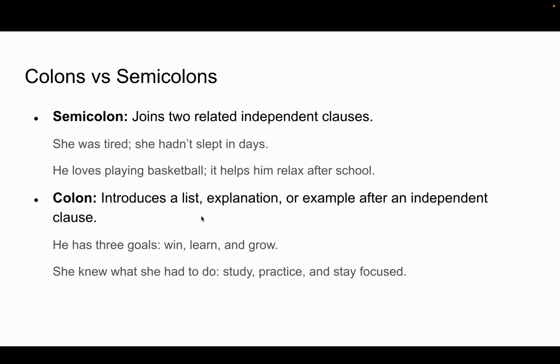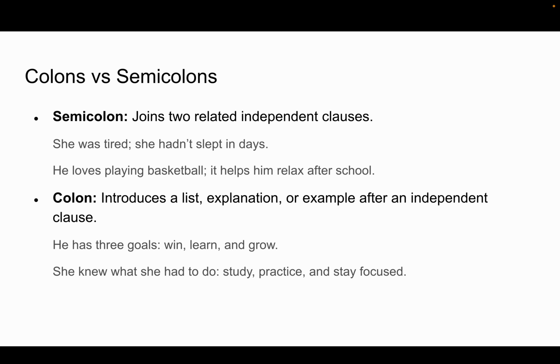Colons usually come after a complete sentence, and they introduce a list, an explanation, or a dramatic idea. So for example, here, he has 3 goals: to win, to learn, and to grow. So again, it's introducing a list. She knew what she had to do: study, practice, and stay focused.